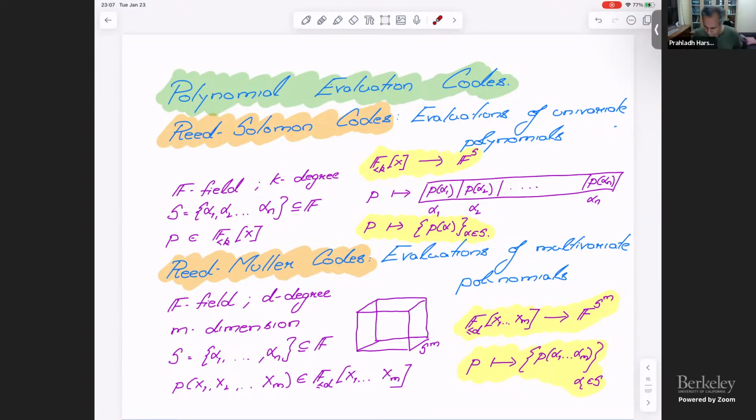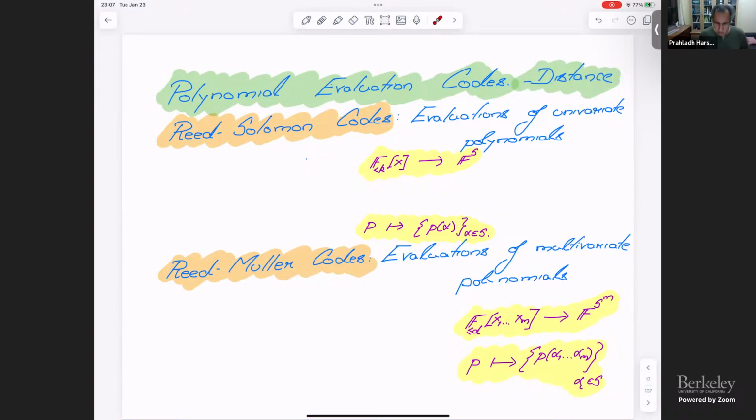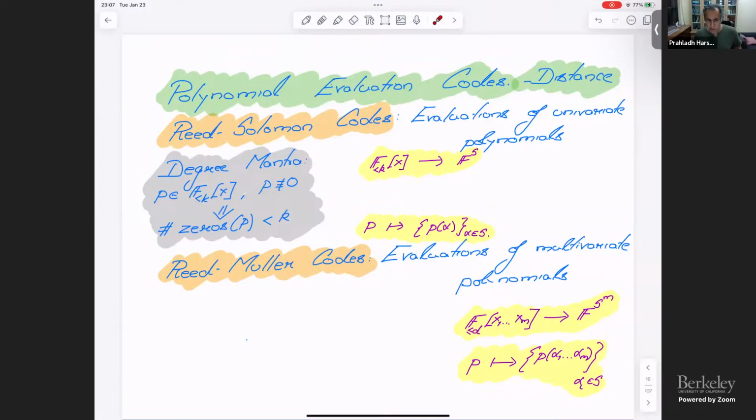So if you're familiar with this, let's find out what's the distance of these codes. We are very familiar with the distance of the codes. So what goes into analyzing the distance of the codes? For Reed-Solomon codes, we know that the distance bounds come from the degree mantra. Basically, it states that if we have a non-zero polynomial of degree strictly less than k, then the number of zeros of the polynomial is strictly less than k. That immediately translates to the distance of the Reed-Solomon code.